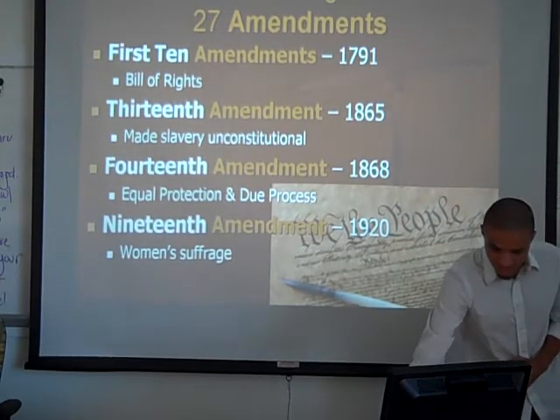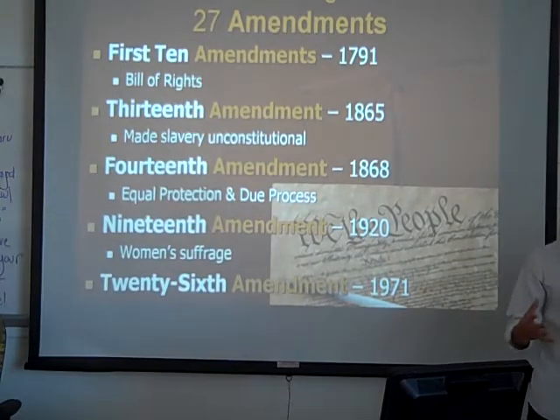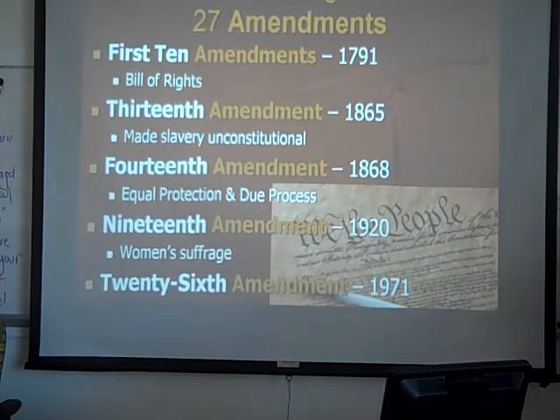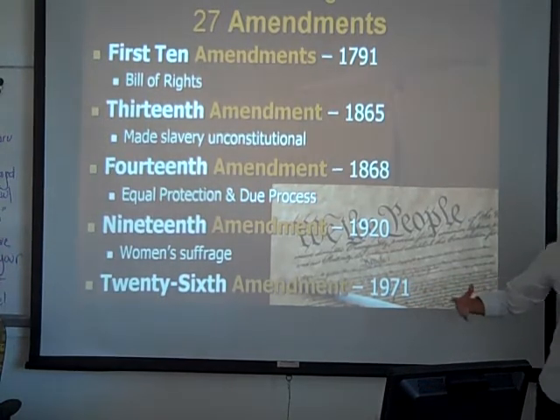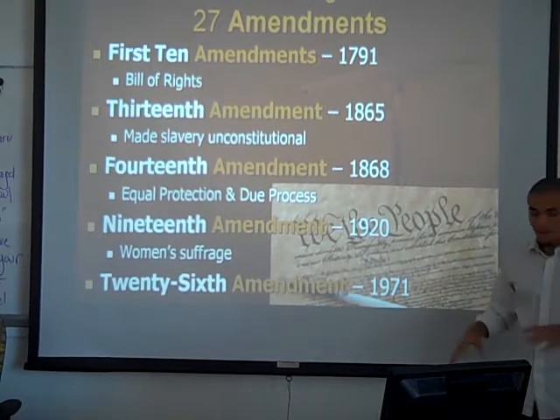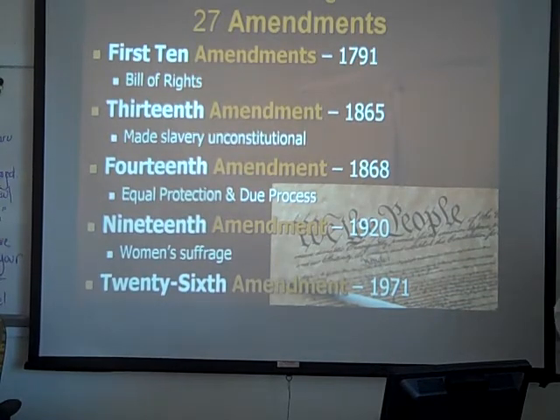The 19th Amendment, several years later, in 1920, granted women the constitutionally protected right to vote. It just celebrated its 90th anniversary this summer. And then, fairly recently, in 1971, the 26th Amendment, promising 18-year-olds the right to vote. We had a lot of 18-year-olds going over and fighting and dying in Vietnam, and yet they had to wait till they were 21 in many states before they could vote. When they came back, a lot of people thought that was unfair, so we lowered the national voting age to 18.